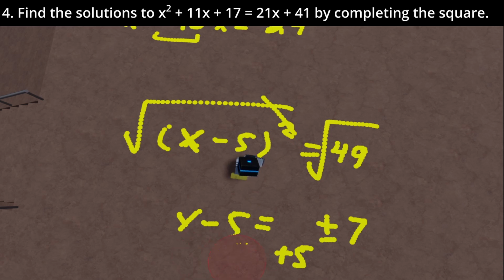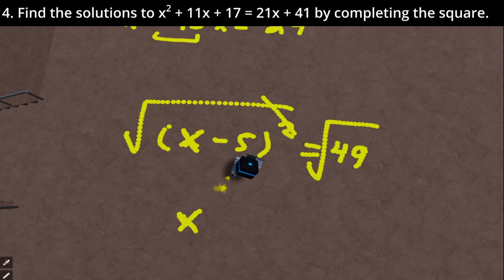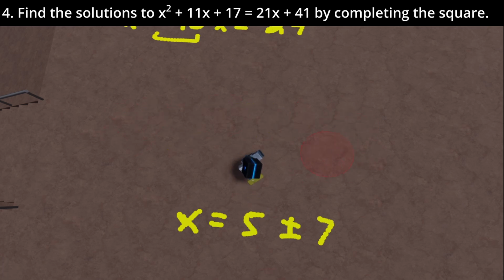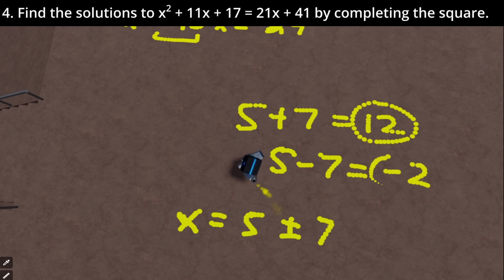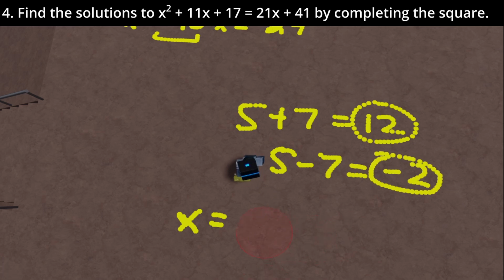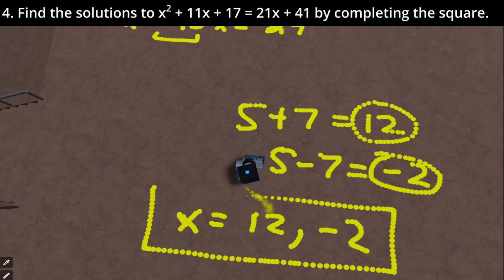So I'm going to get that x is simply equal to 5 plus or minus 7. And I can just find both solutions very easily by taking the positive and the negative solution. 5 plus 7 equals 12. That's one solution. 5 minus 7 equals negative 2. That's our other solution. So therefore, x has the solutions of 12 and minus 2 in this equation. And just like that, we're done.